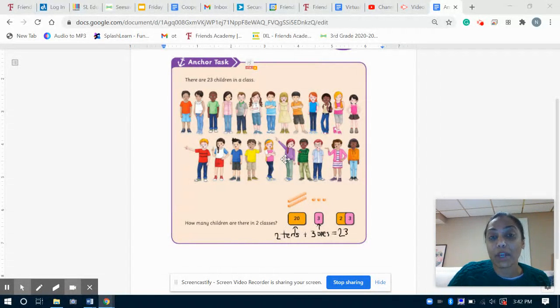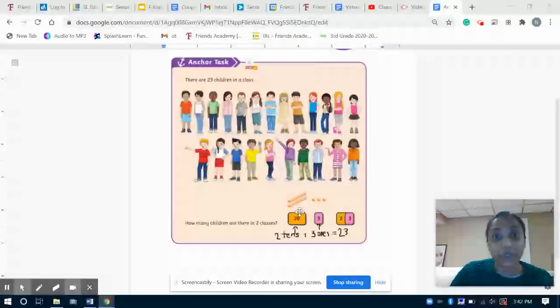Let's read this again and make sure we understand this. So there are 23 children in a class. This is the 23 children, one class. It's asking, how many children are there in two classes? So you can see here that they've given you a little bit of some clues using base 10 blocks, how you might represent 23. So go ahead and pause this video. If you've already tried the anchor task, continue listening to how it's solved. If you didn't get a chance to solve yet, this is a good time to pause and try it, and then continue once you're done.